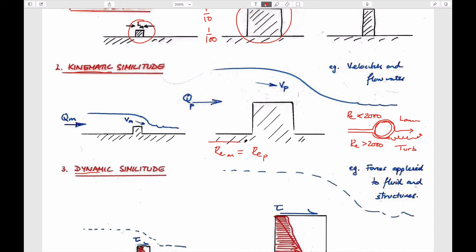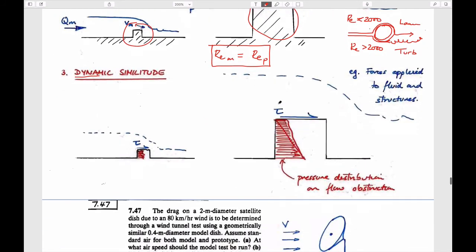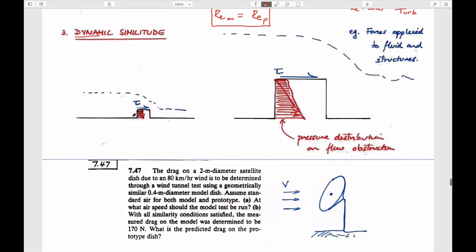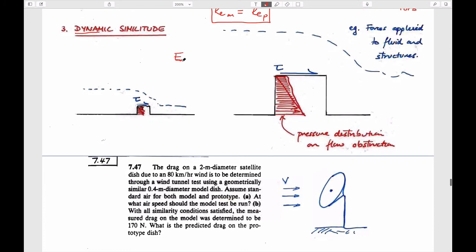So the basic idea is for kinematic similitude, you want the Reynolds numbers to match. It means the flow regime in the model and in the prototype look identical. And if that's the case, then you'd expect that the forces applied on the model and on the prototype are not identical in size, but are scalable, typically because the Euler number for the model is equal to the Euler number for the prototype.